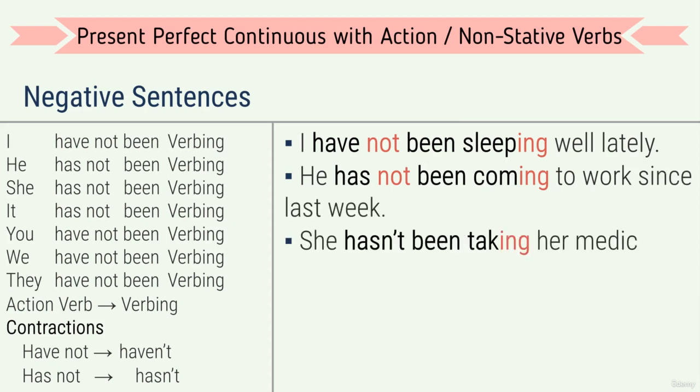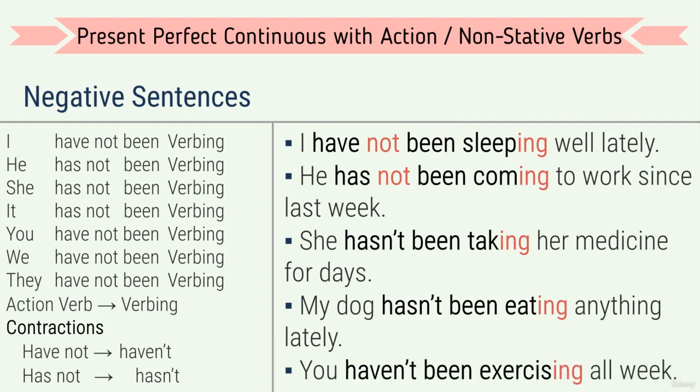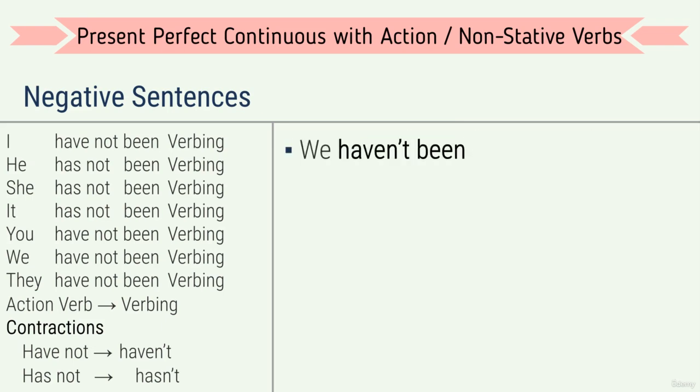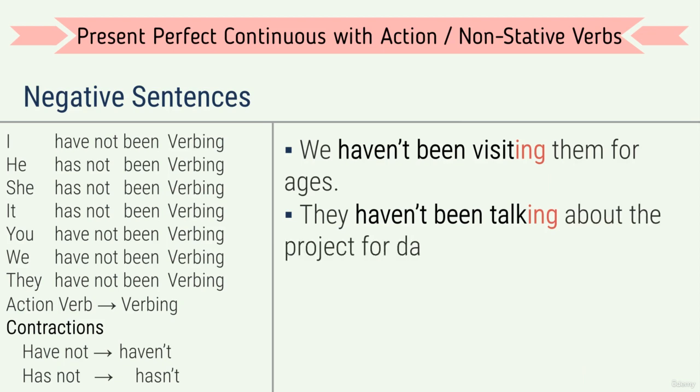She hasn't been taking her medicine for days. My dog hasn't been eating anything lately. You haven't been exercising all week. We haven't been visiting them for ages, and they haven't been talking about the project for days. It is also possible to make contractions in negative sentences too. So instead of have not, I can say haven't, or instead of has not, I can say hasn't.